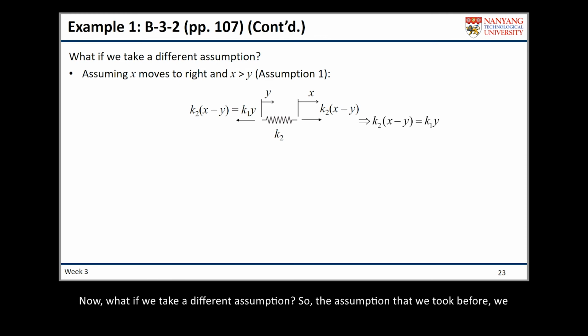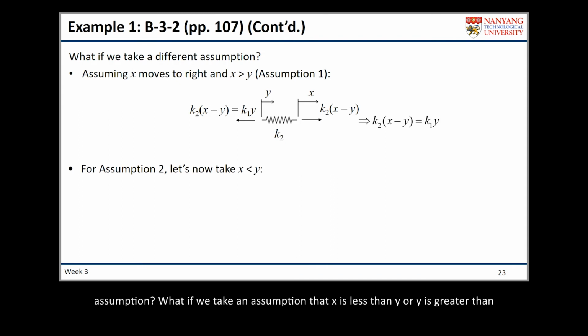Now, what if we take a different assumption? The assumption that we took before, we just took it arbitrarily. We just assumed x greater than y. What if we take an assumption that x is less than y, or y is greater than x?